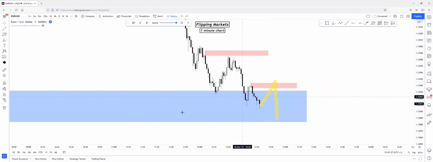But the first criteria is fit because price tapped the higher time frame demand zone. Second criteria is fit because it's fat liquidity. And the third criteria is not fit because we did not break through double zones. But let's just see what happens.